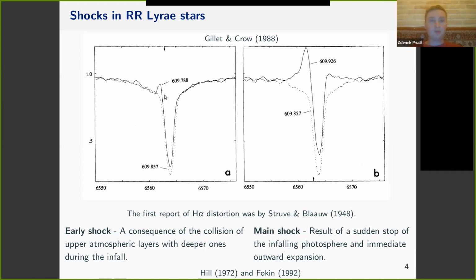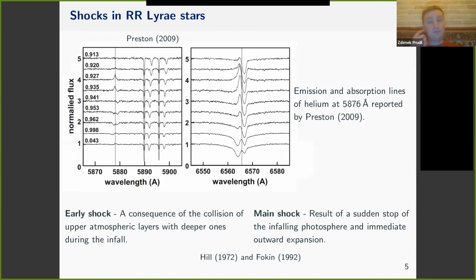You see on these nice images from Gillett and Crow from 1988 that during the shock phases, which are very short ones, for example, H alpha is affected by emissions on the blue and red side. What inspired me to work on the projects related to shocks was actually a paper by George Preston in 2009, the observations of the helium emission and absorption lines in the spectra. And for me, that was a big surprise, because RRL stars have temperatures around 6,000-7,000 Kelvin, and suddenly you start observing lines of helium. Of course, that's because of the strong energy of the shocks, but for me, this was a very peculiar discovery.